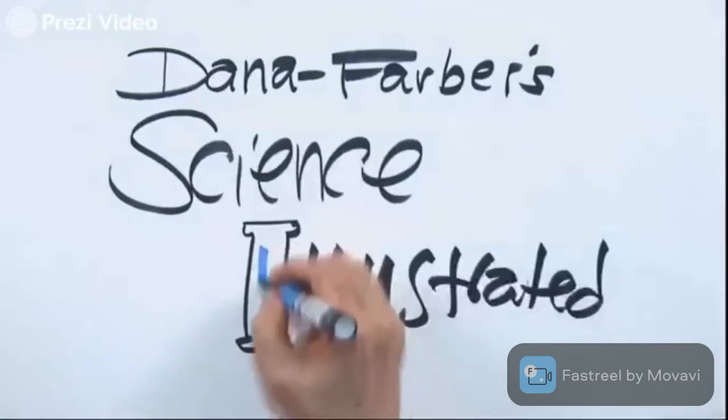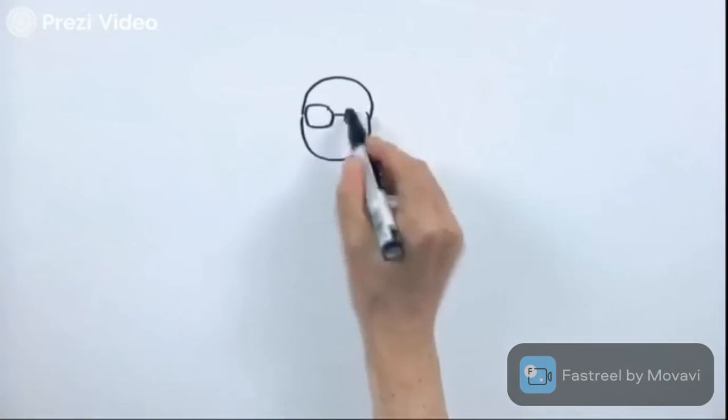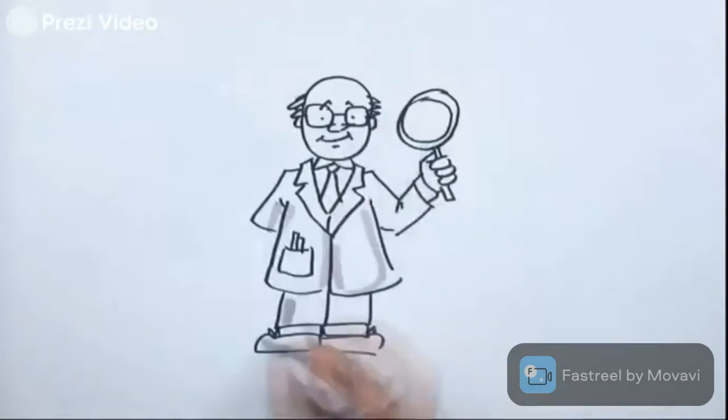Hello and welcome to Dana-Farber Science Illustrated. Today we're going to be taking a closer look at how scientists use drug agents to help our immune system discover cancerous cells.